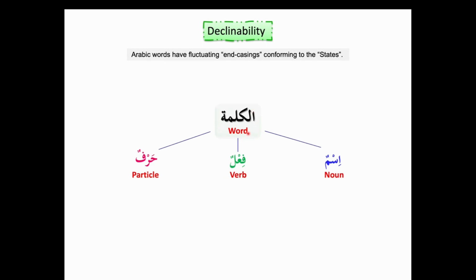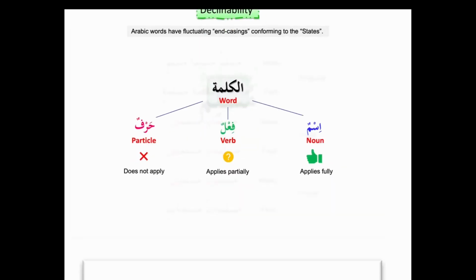If we go back and look at al-kalima, the word in Arabic is of three types: ismun, fi'lun, and harfun. All types of words will be one of these three. How does declinability apply to these? For nouns, declinability applies fully. For verbs, it applies partially. Some verbs, the idea of declinability applies, but for others, it doesn't. And for particles, it does not apply at all. So, the idea of declinability applies completely to nouns, and to some verbs, yes, but to others, no.